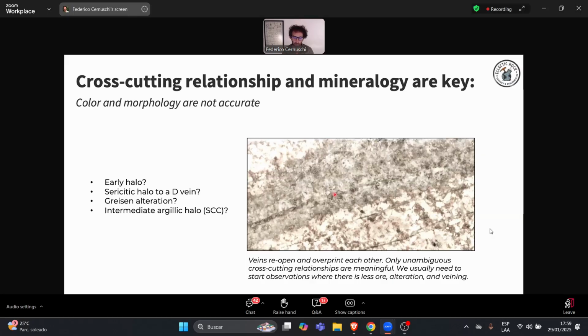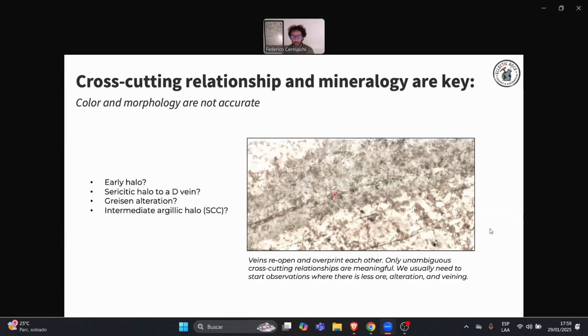And now we have access to these mineralogical tools like ChemScan and traditional petrography too. We need to make an effort to understand that mineralogy.